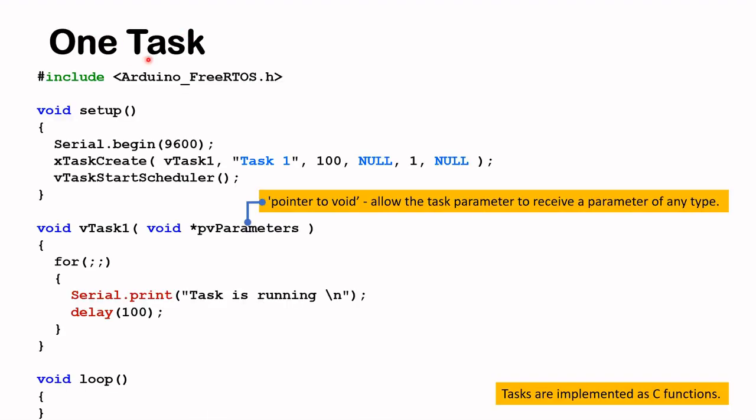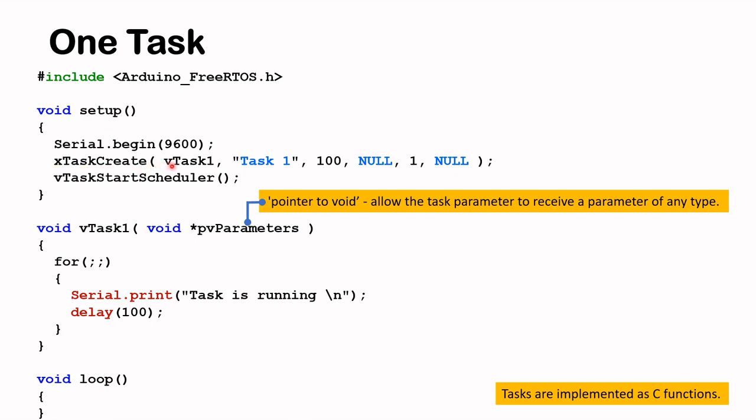Creating tasks. Now here is the code for creating one task. Now, to use FreeRTOS in your Arduino project, we need to include this header file, which is Arduino_FreeRTOS.h. All right, so that's the first thing you need to do. And then in the void setup, I'll come back to this Serial.begin in a minute. So the first function we're going to call is xTaskCreate.